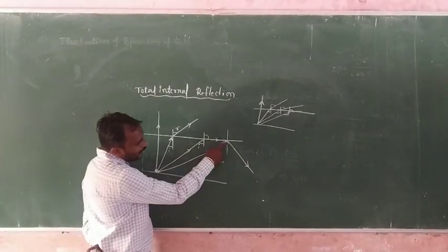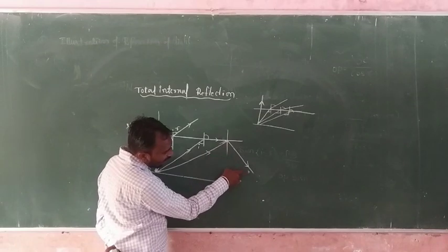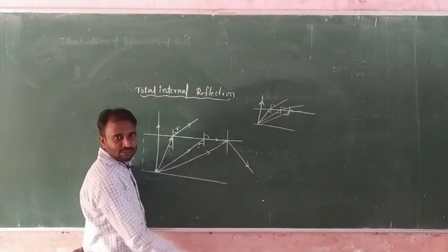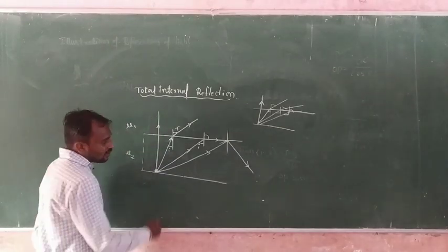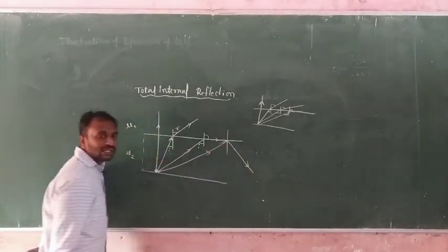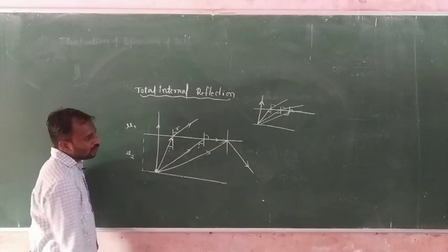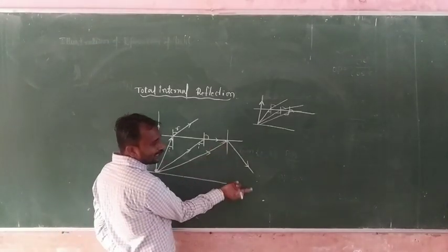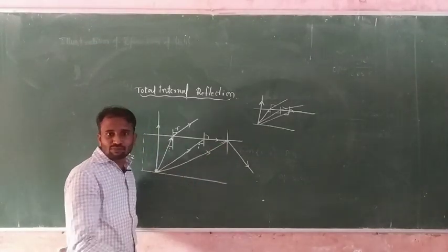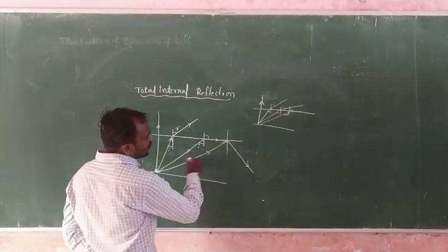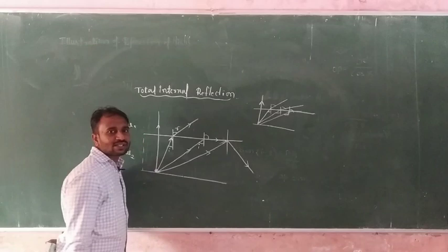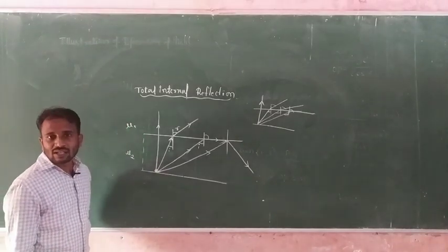So this light ray is completely reflected in a denser media. So this one we consider a total internal reflection. Why? Because this light ray is completely reflected in the same media, coming back to the same media. So this phenomenon we consider a total internal reflection.